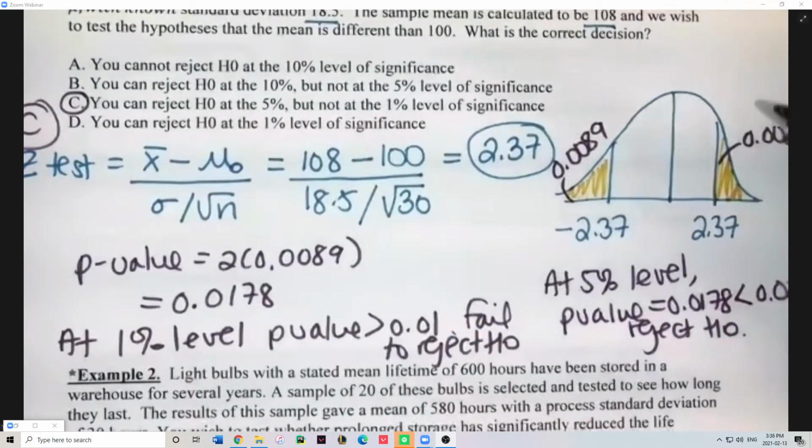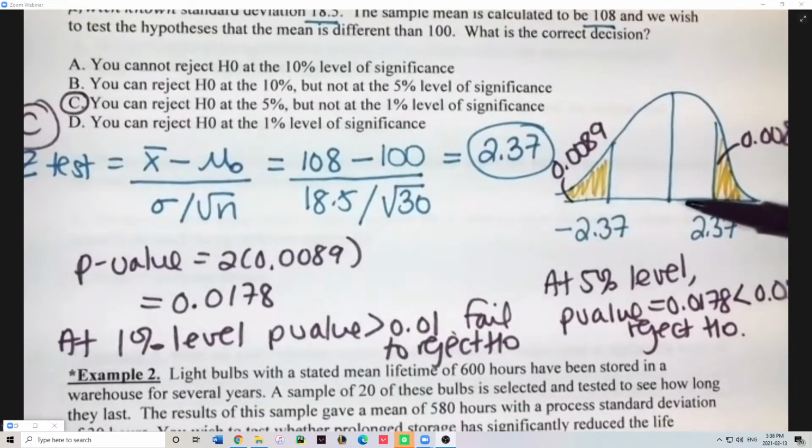You could look up the positive, the area below 2.37 and then subtract from 1. But you couldn't just look up the area below the positive because that would be too big, right? You need the area above it. But yes, if you subtract from 1, then you can do that.